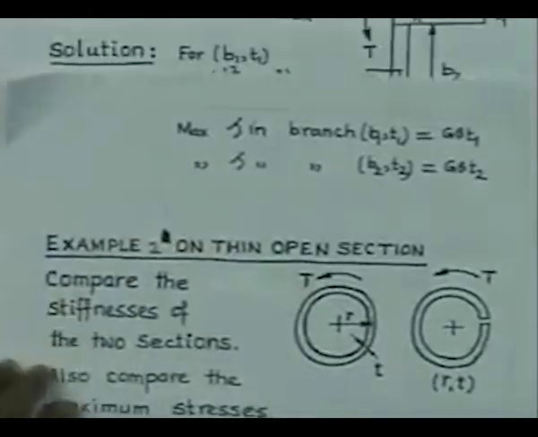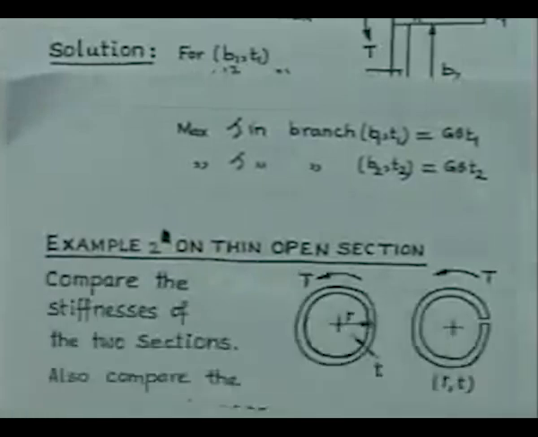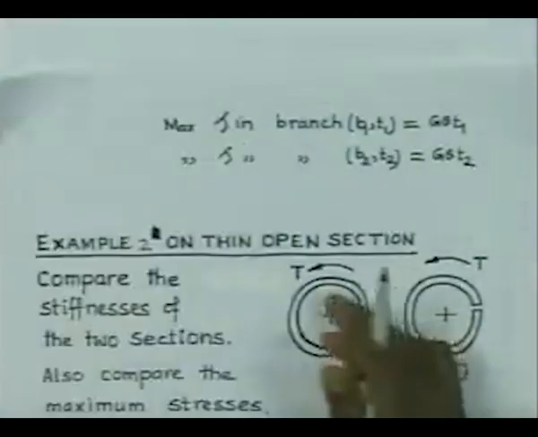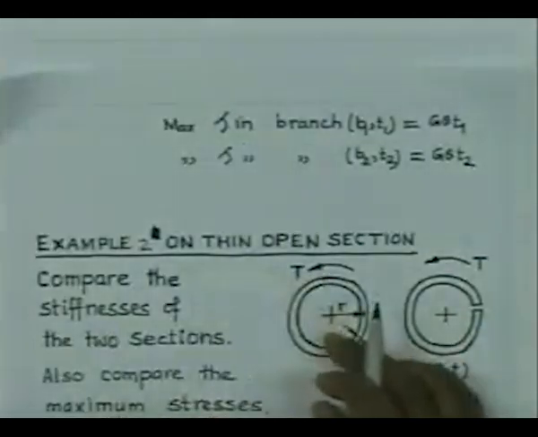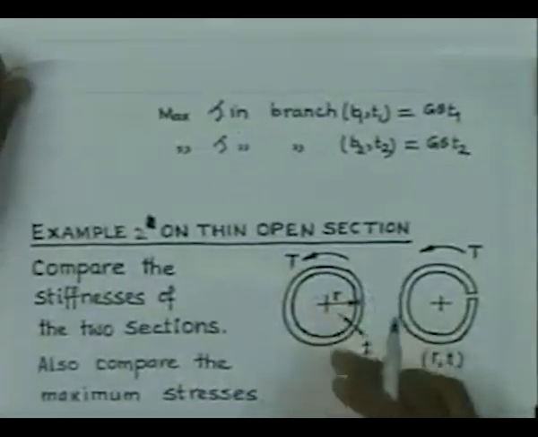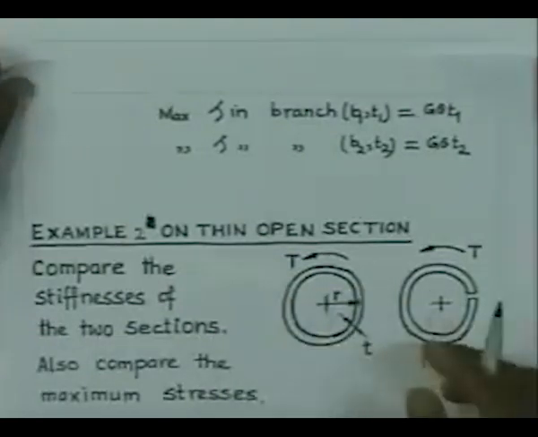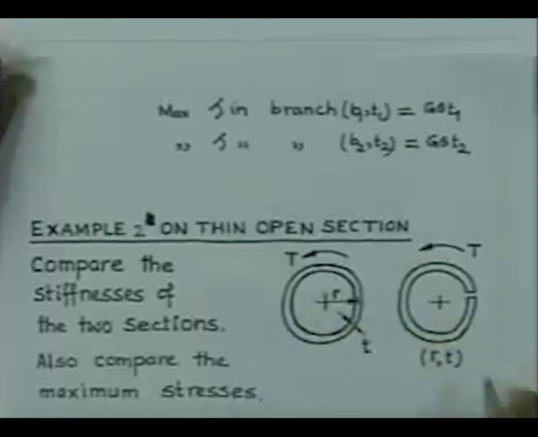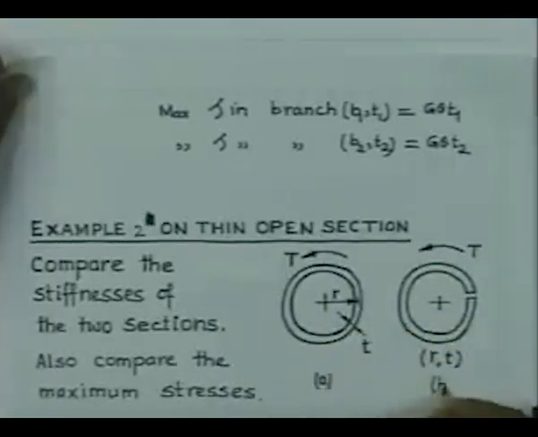Let us now consider example number 2. Herein we have two sections. One is a closed box section of uniform thickness, circular in shape, and another is an open section. The radius in both cases is the same. So, let us consider this case A and case B.